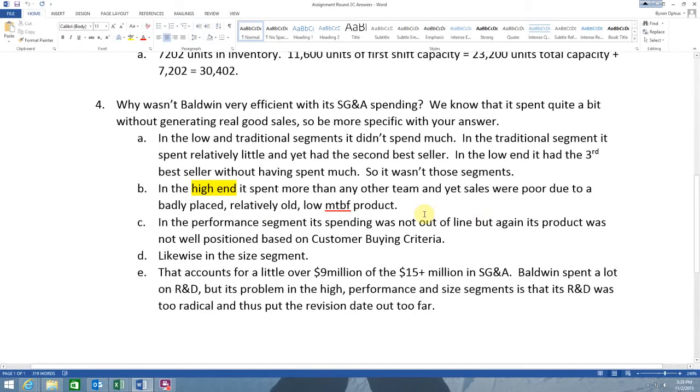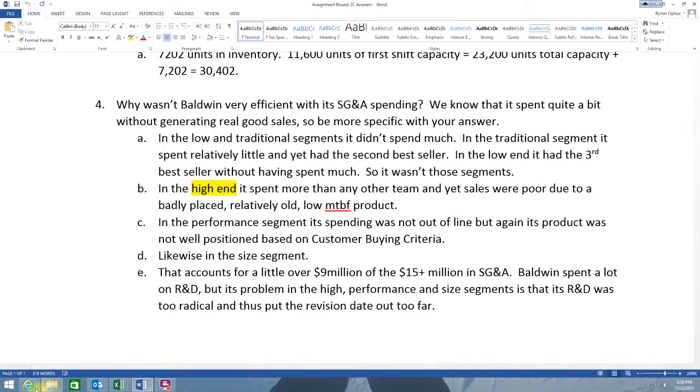So they had a product that was not in good position, right? Didn't meet hardly any of the buying criteria, yet they spent a lot of marketing on it. Didn't do so well. Okay, but the thing is when I look at all of its marketing, it only comes up to about 9 million, and they spent 15 plus million in SG&A. So where'd the other 6 million spent?